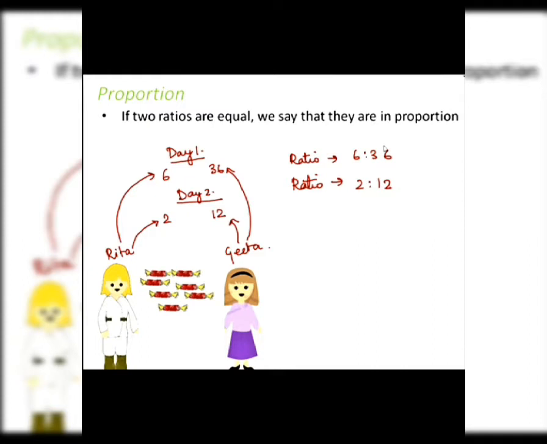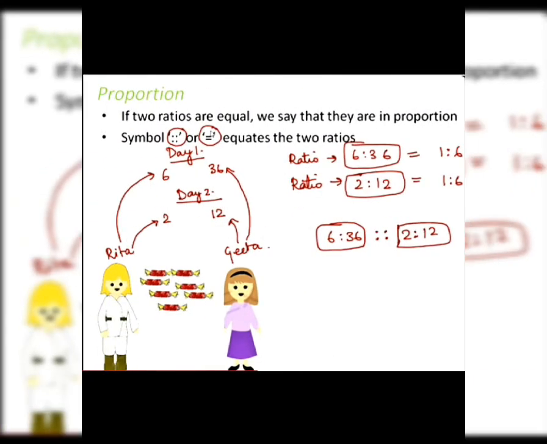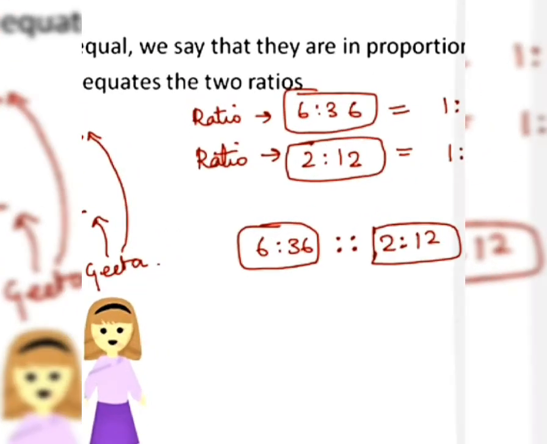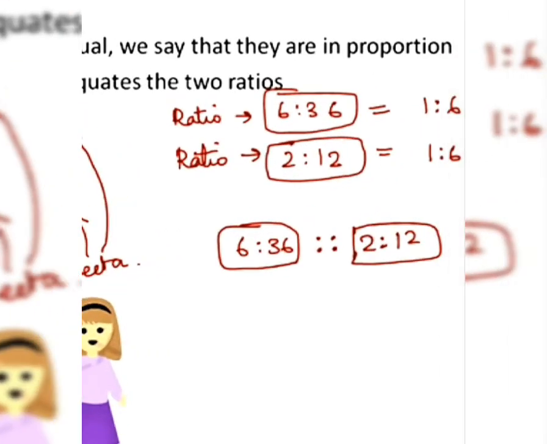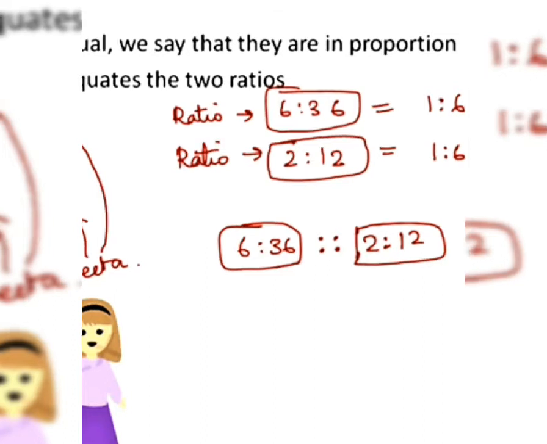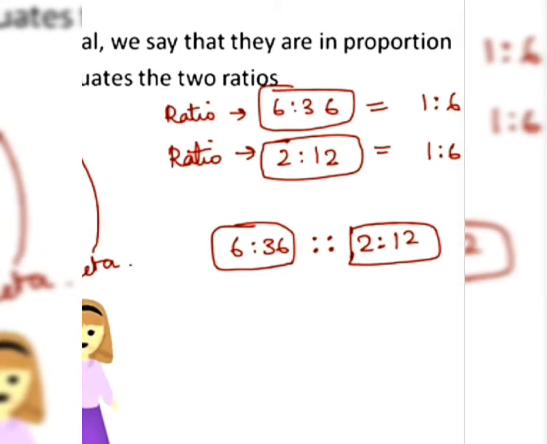Now when we simplify both of these ratios, you will see that 6:36 is equal to 1:6, because this is not in the simplest form. So when you divide by the HCF, as you know how to bring a ratio down to its simplest form, 6:36 is equal to 1:6, and 2:12 is equal to 1:6 again. So basically we see that these two ratios, 6:36 and 2:12, are equivalent ratios, right? Because they are equal to the same ratio, 1:6.